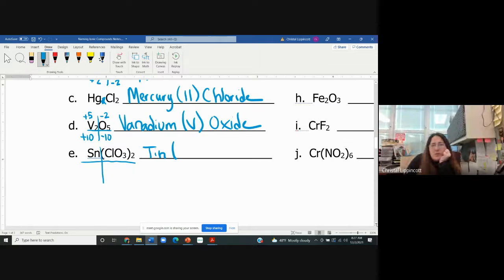Well, ClO3 is always a -1. I have 2 of those, so this side is going to be a -2, making this side a +2. And I've got 1 of them, so it has to be a +2. And that's chlorate then.